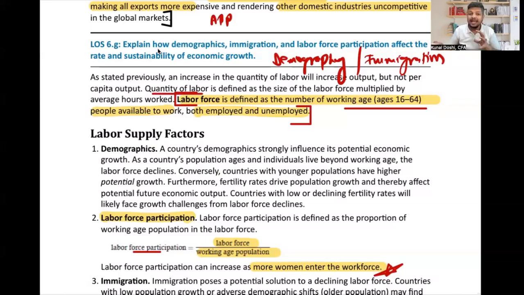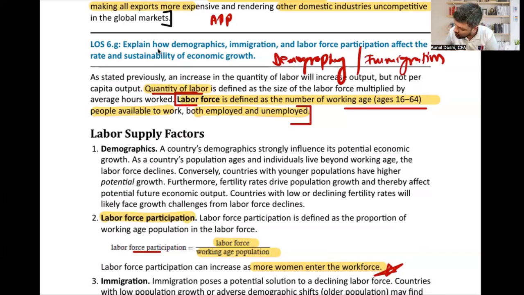But as we already discussed, quantity of labor is the size of labor force times the average hours worked. So how much job is done? So what is quantity of labor? Very interesting. It is defined as the size of labor force multiplied by the hours worked.